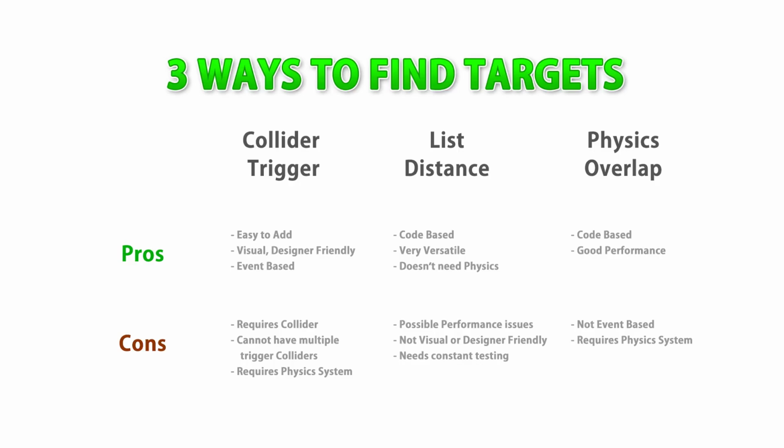So there you have it, 3 nice methods for finding targets, each with their pros and cons. If you have other methods you'd like to use, go ahead and post them in the comments. I'm interested to see how other people handle targeting.